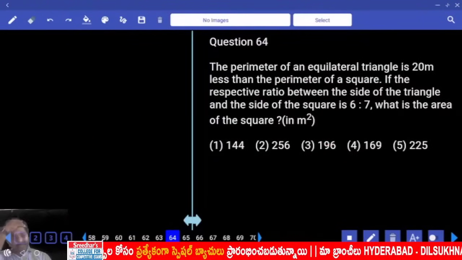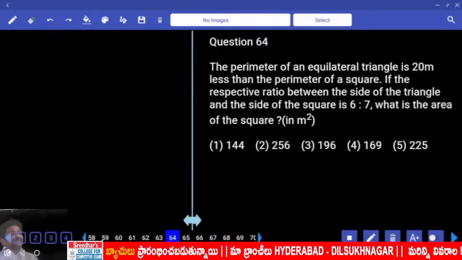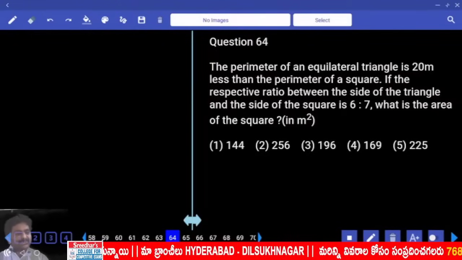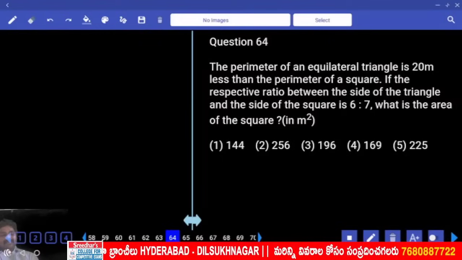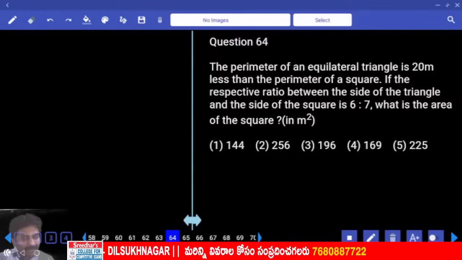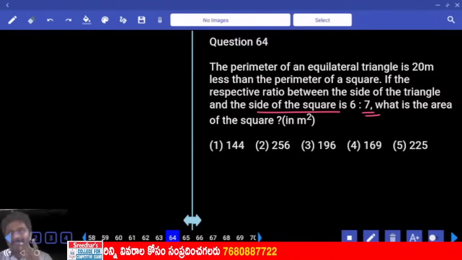The perimeter of an equilateral triangle is 20 meters less than the perimeter of the square. If the respective ratio between the side of the triangle and the side of the square is 6:7, what is the area of the square? Square area, right? Side of the square, how many parts? Should be a 7 multiple, right?